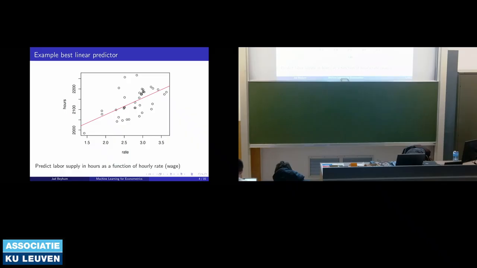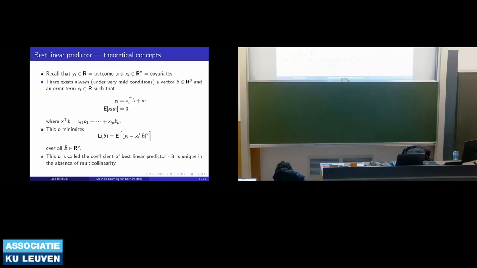Now, what we also learned is you can formalize this line through this linear model. You can always show that there exists a b, which corresponds to the slope of the line, such that the variable y_i is equal to x_i prime b plus some error term that is uncorrelated with x_i.